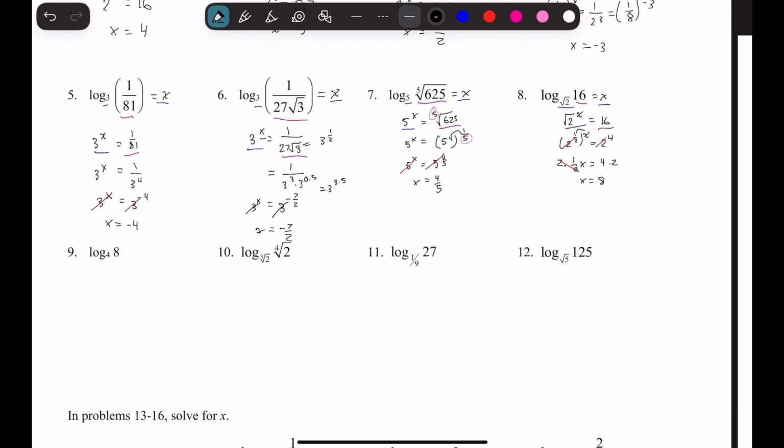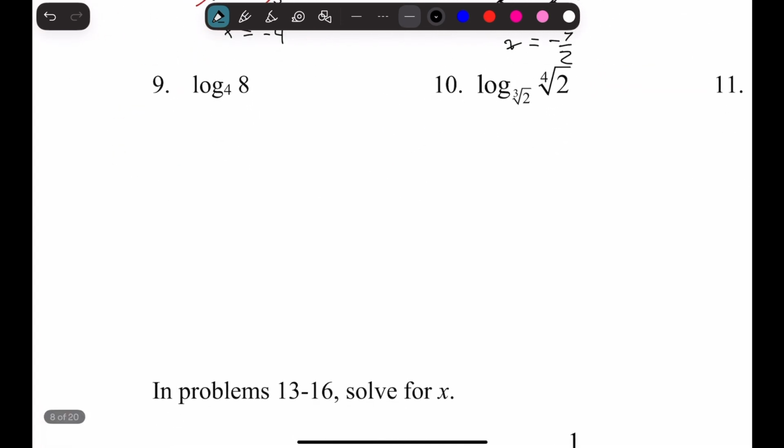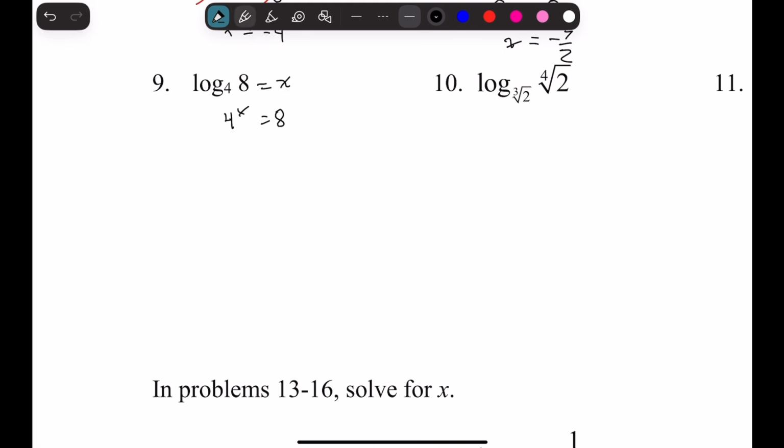Now let's go down here. So basically we have this, and you're going to set this equal to x. And then 4 to the power of x is equal to 8. Again, we've done this a couple times. And then you have 2 to the power of 2x is equal to 2 to the power of 3. 2x is equal to 3. X is equal to 3 over 2.